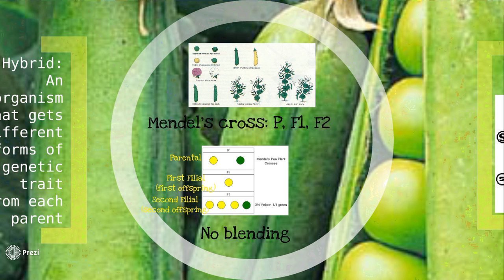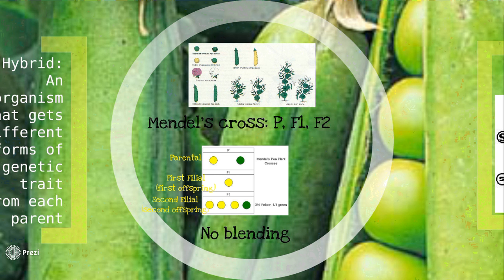So when we cross these traits, Mendel went through three generations. He started with the parental generation, which was pure breeding plants of two different traits. So then he crossed those two plants and got the first filial generation, which is the first offspring. We often refer to that as F1. Then allowed the F1 to self-fertilize, which gave us the F2 generation, or the second filial generation.